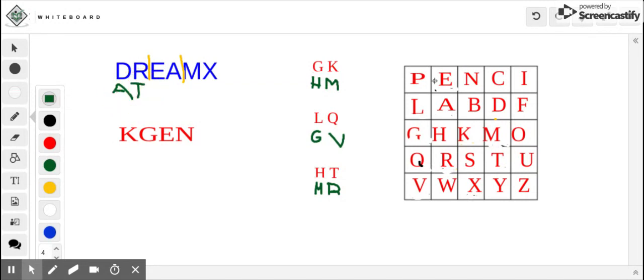Next, we find E and A, and they are actually in the same column. So remembering what we did with LQ, E is going to become A, and A is going to become H.